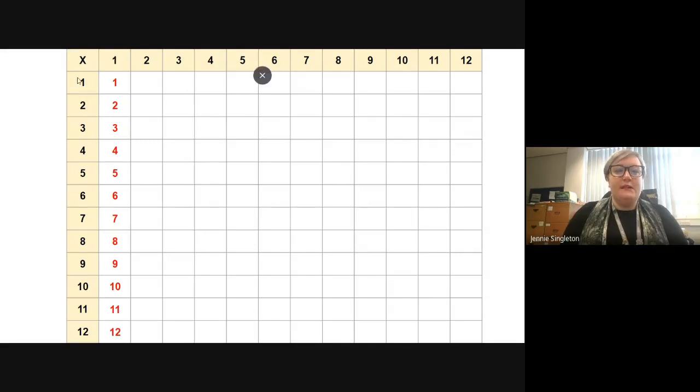Then because I know what 1 times 1 is, and I know what 1 times 2 is, I also know what 2 times 1 is. Because I know what 1 times 3 is, I also know what 3 times 1 is. So I can fill in this row as well.